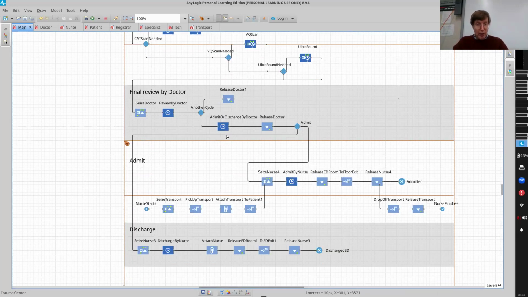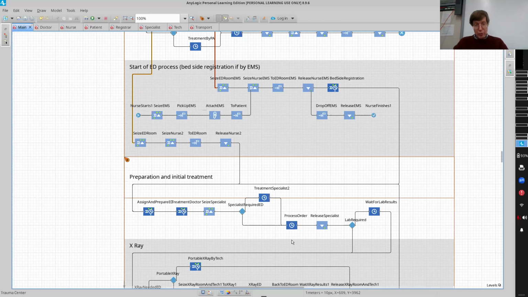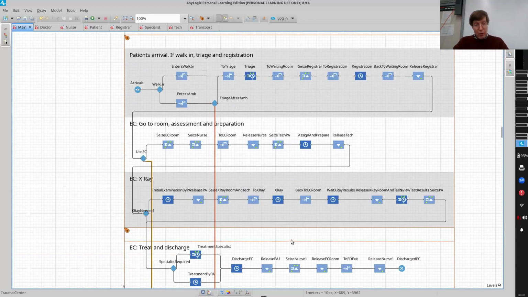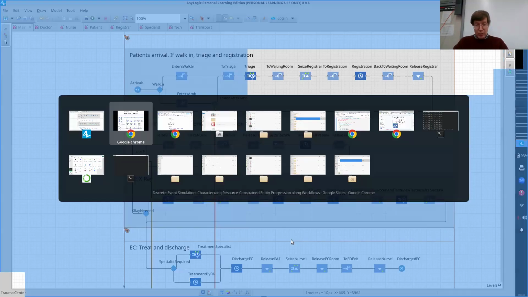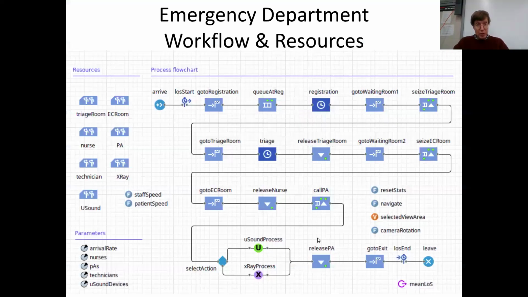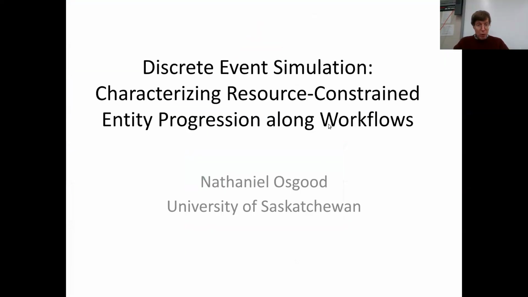And then there's a review by a physician and either admission to the hospital or discharge. So as you can see, there's a rather articulated workflow here. But what's to be emphasized is, per my original comments, the flow through that workflow is resource constrained.